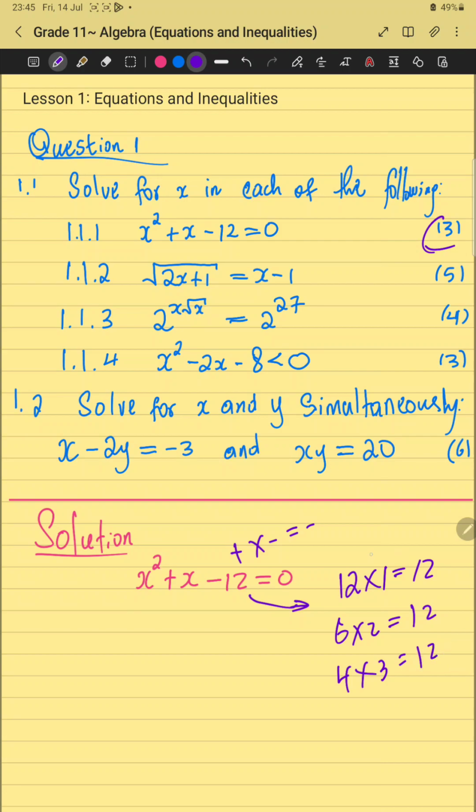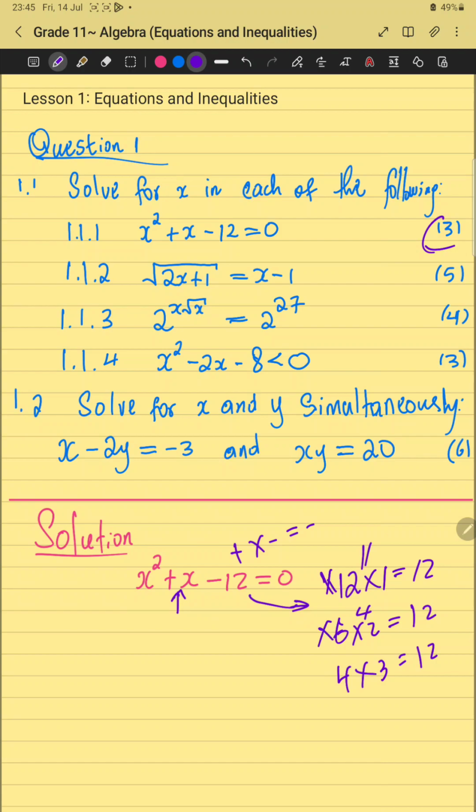Then let's check the first one, that is 12 times 1. If we subtract 12 minus 1, do we get 1, which is our middle term? 12 minus 1 is 11, so this one doesn't work for us, it is wrong. Let's check the second one. 6 times 2 is 12, but 6 minus 2 is 4, and our middle term is 1. So this one is wrong.